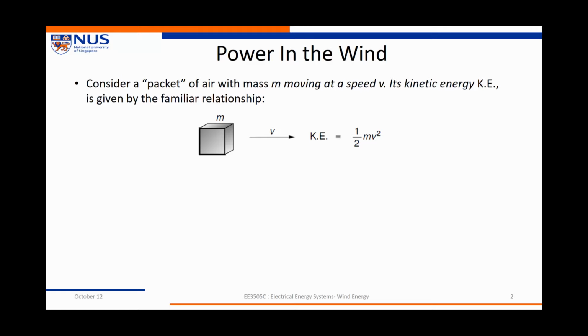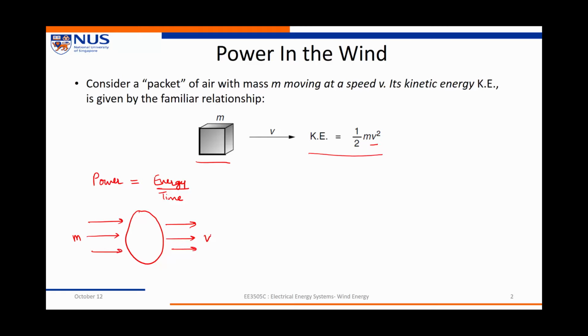So, let's say consider a packet of air with mass m moving at a speed of v. So, its kinetic energy Ke can be given by the familiar equation Ke is equal to half mv square. Power is equal to energy per unit time. So I can say that the power represented by a mass of air moving at velocity v through an area A. So this, let's say, is a cross sectional area A.